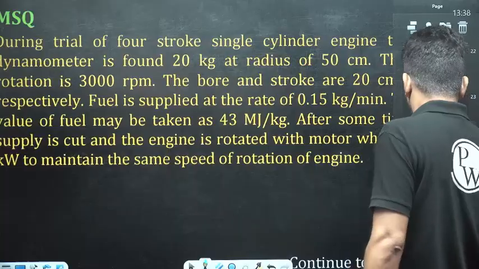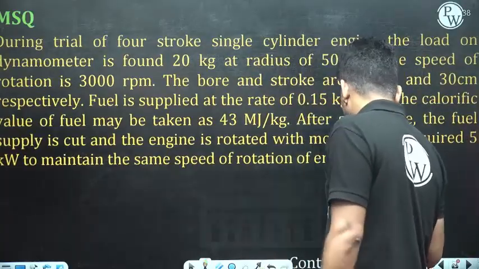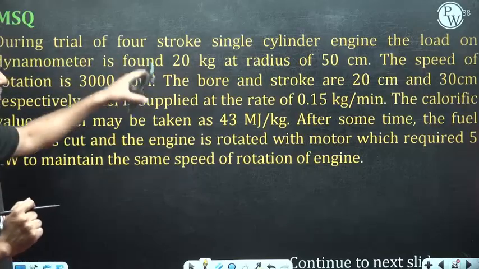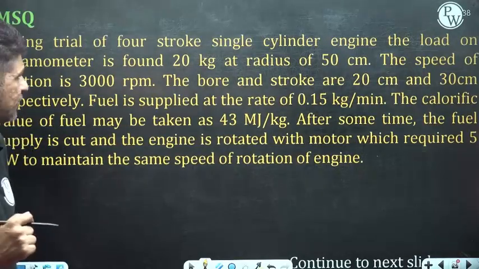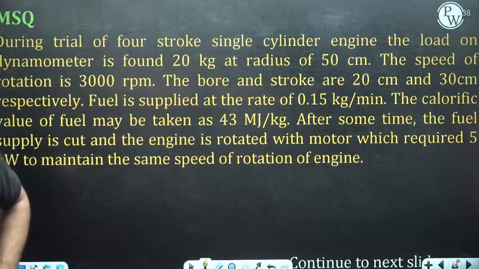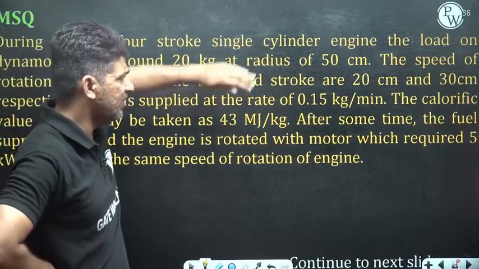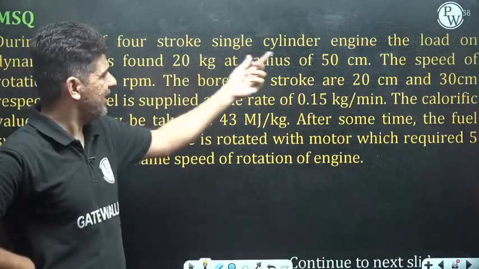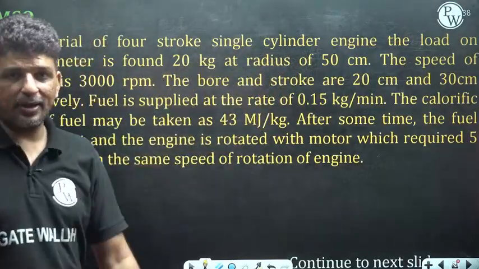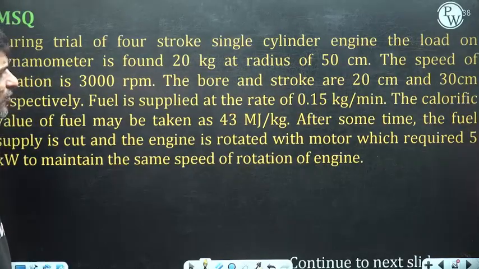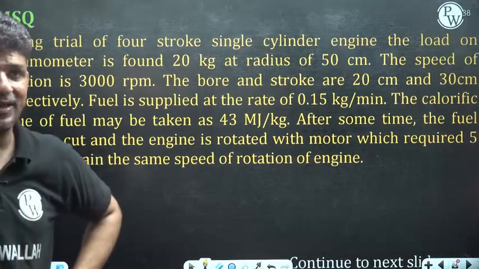Okay, moving on to the last question, guys. The last question was again not a very difficult question. It says during trials of a 4-stroke single cylinder engine, the load on the dynamometer is found to be 20 kg at a radius of 50 centimeters. So you see, this is your Prony type dynamometer. He is giving you load and he is giving you the radius. The speed of rotation is 3000 rpm. The bore and stroke are 20 centimeter and 30 centimeter. The fuel is supplied at a rate of 0.15 kg per minute.